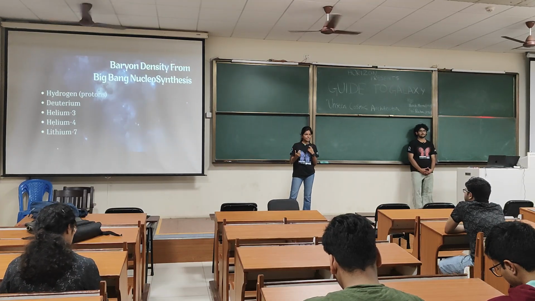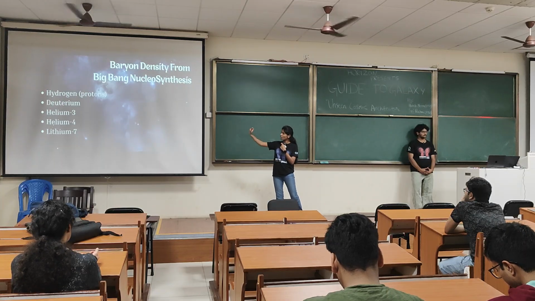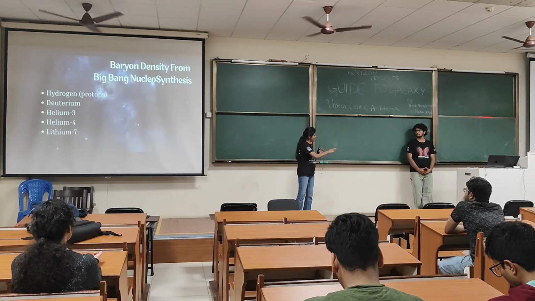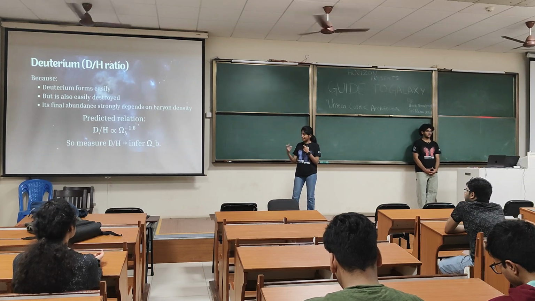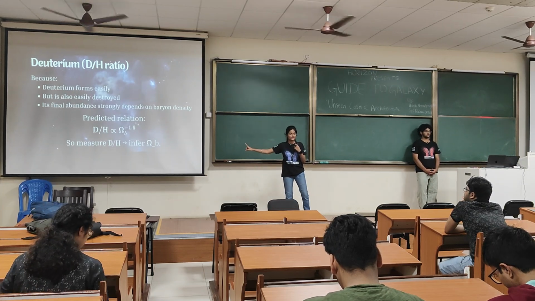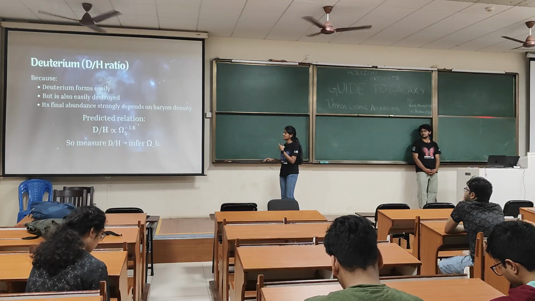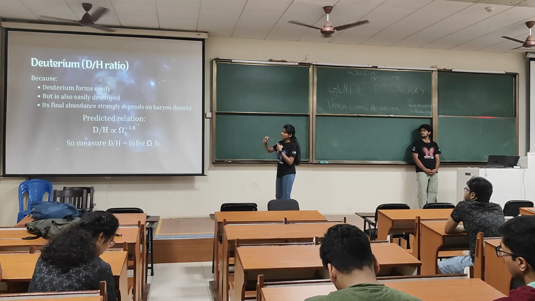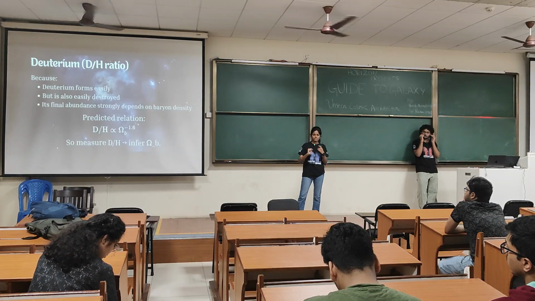But in order to understand this baryon density, how are we getting it? We are just going to focus on deuterium, that particular element right there. Why? Because it forms very easily and it also gets destroyed easily, but it can get destroyed only inside stars.